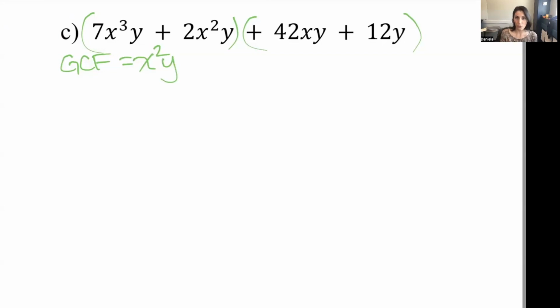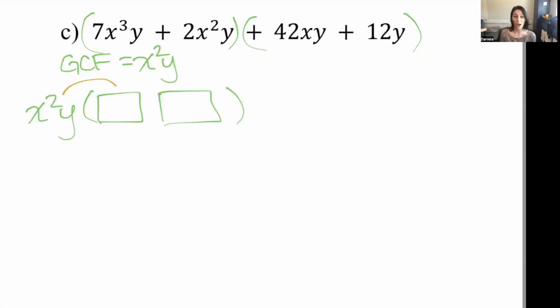So let's actually just focus on group number 1. So again, factoring using GCF method, you're going to set that GCF on the outside. There are 2 terms that we're factoring. So there's going to be 2 boxes, and we're going to reverse distribute. So x squared y times what gives me 7x cubed y? Well, we're missing a 7. Product rule says I need to add the exponents. So I have 2. I need 1 more to get to 3. And there's already a y. No need to add another y there.